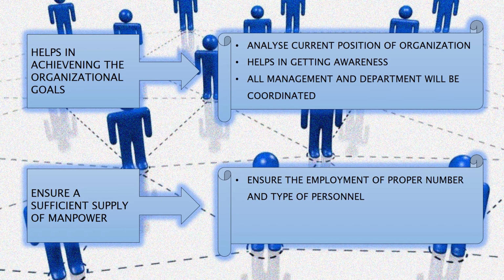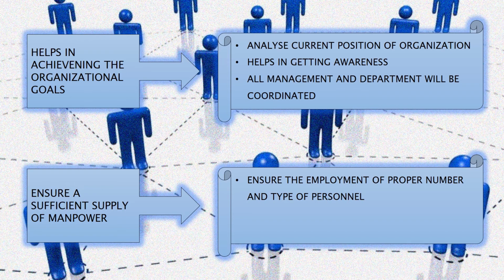We go through the first point. The first point says that planning helps in achieving the organizational goals. In order to support achieving the organization's goals, it can help in analyzing the current position of the organization, achievements and targets. Planning will help the organization to know where they stand, how long it takes for them to achieve their goals, and what it takes for them to achieve their goals. It helps in getting the awareness of the organization's management team so that the organization can achieve its aims. Through this, all management and departments in the organization will coordinate with the human resource department in completing their tasks and also in making decisions.